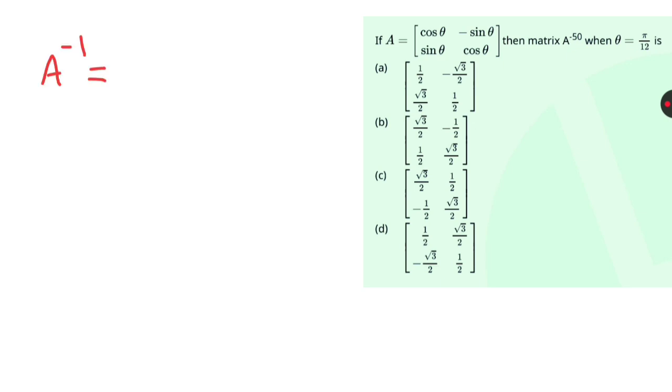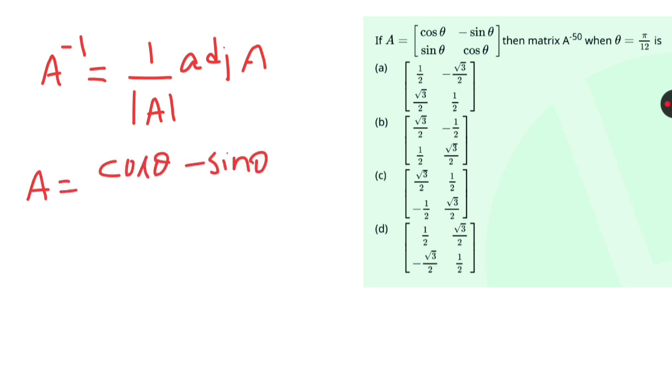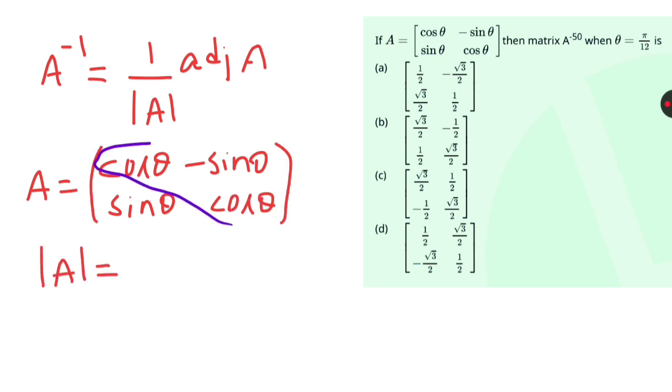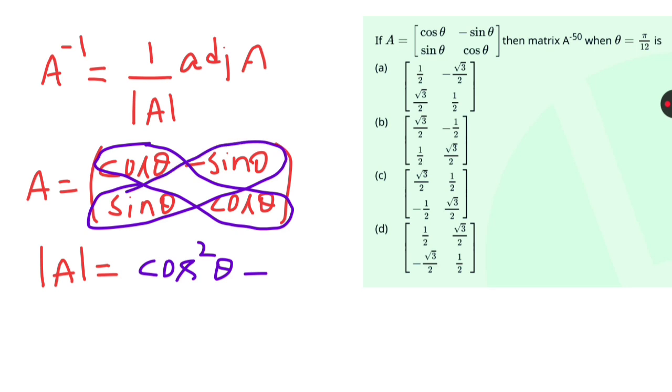What is the formula for the inverse of a matrix? 1 over determinant of A times adjoint of A, isn't it? What is the given matrix? Cos theta, minus sin theta, sin theta, cos theta. So first find the determinant of A. AD, that is cos theta times cos theta, cos square theta, minus BC. So sin theta times minus sin theta, which gives plus sin square theta. So sin square theta plus cos square theta, the value is 1. So the determinant of A is 1.